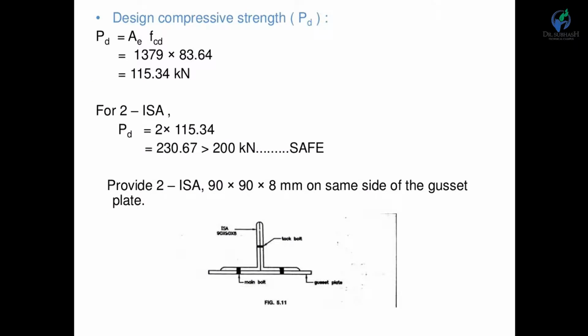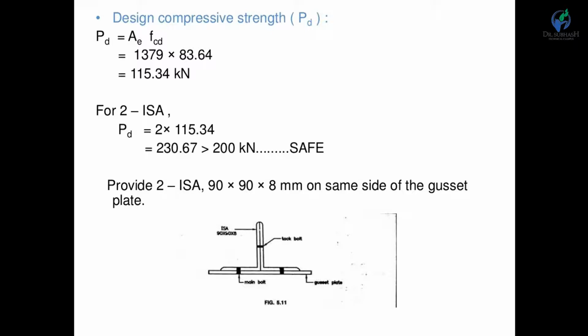Next, design compressive strength PD. PD is equal to A into FCD. We can find the effective area, and we have found FCD. So we now find PD: A into FCD, putting the value in kilonewton, 115.34. Now we have a design of 2 ISA, so multiply by 2 to find PD. So for 2 ISA, the design compressive strength is 230.67.